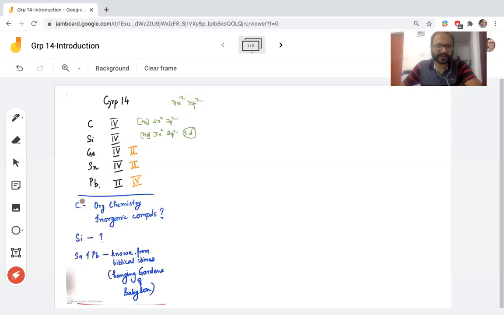Now, looking in general at these elements, what do you know about them? Carbon is an element that you will find widespread in nature. You will have a whole branch of compounds that are carbon compounds, and that branch of chemistry is called organic chemistry, and it's a very vast branch of chemistry. Now you have lots of sub-branches of organic chemistry. That much importance we have for carbon as an element.